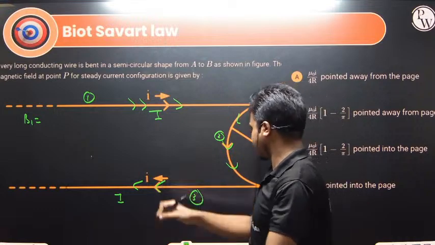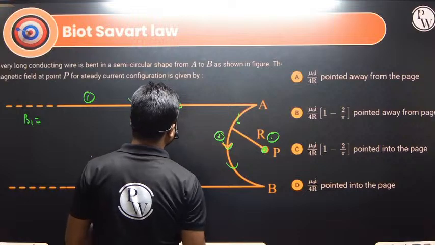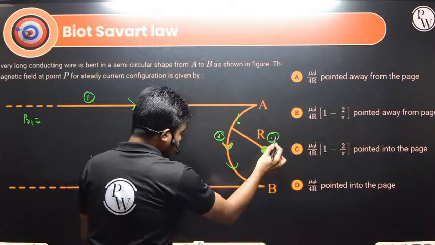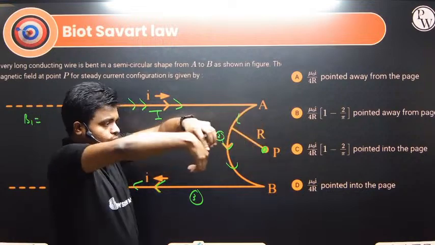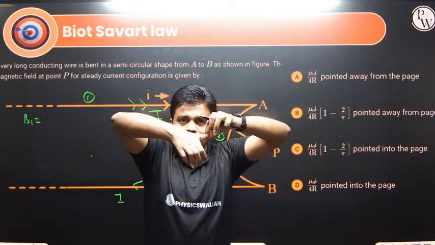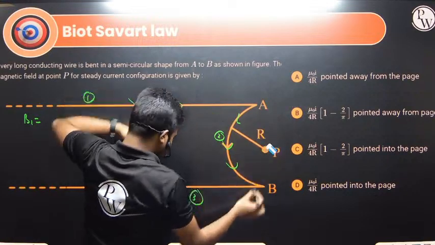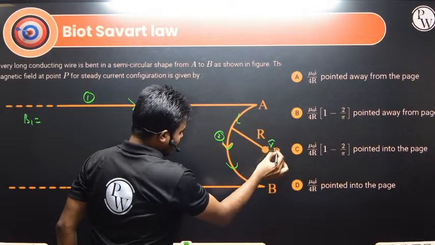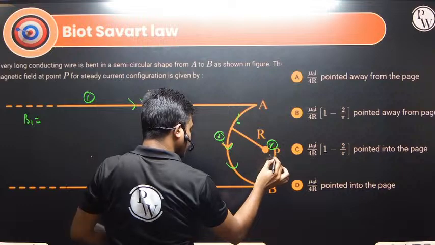For this current, again let's check it. For this current the magnetic field is going into the plane, yes or no? This is the direction of the current, and the magnetic field is going into the plane like this. So for this current the magnetic field will go into the plane, okay? And for this current also, the magnetic field is going into the plane, both will be added.